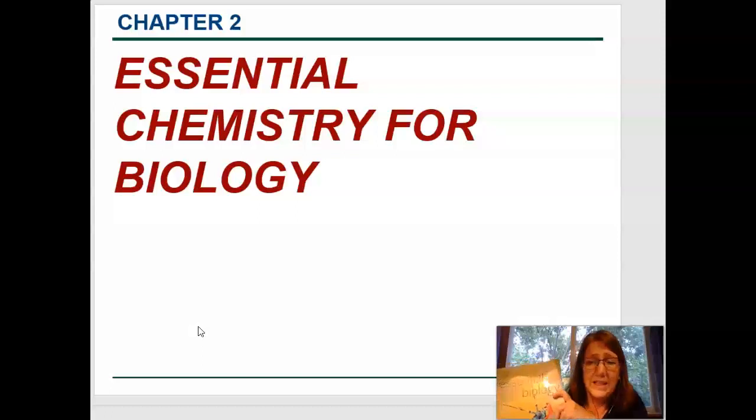I have two different classes that I'm teaching and they both have a different book. So my hybrid class is using the Essential Chemistry for Biology. This is the exact same material that my second class is using also. It's just presented slightly differently, so you can use either one.